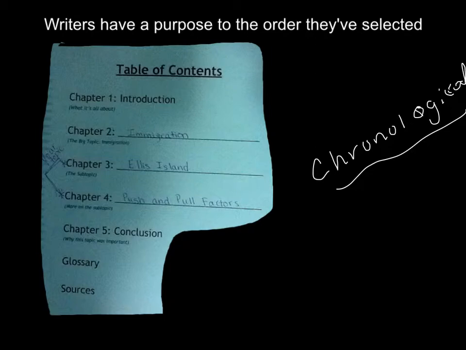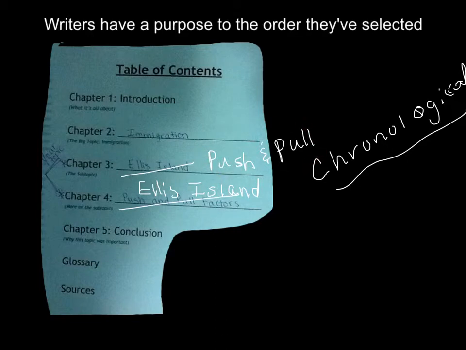If you look closely at these chapters, it seems like two of them need to be switched. Give me a thumbs up when you see which ones I would want to change in order to make my project in chronological order. If you said chapter 3 and 4 needed to be switched, you're absolutely right. I should first talk about push and pull factors. I should then talk about Ellis Island. This makes sense because first people were pushed or pulled to the country, and then they went through Ellis Island.